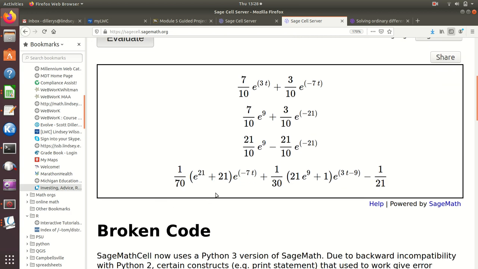And look at that. That looks pretty familiar. I don't remember totally for sure, but I do remember there were the 2e to the negative 7t terms, one constant and then one involving the e to the 21. Yeah, so this all looks good, and then minus the 21 for that particular solution we had, and there you go.